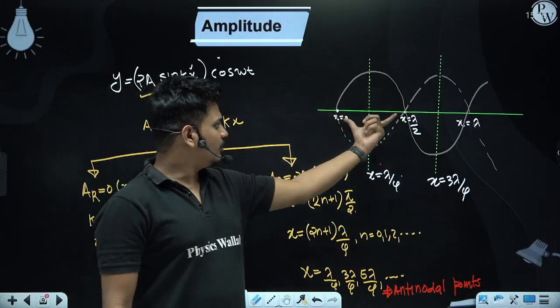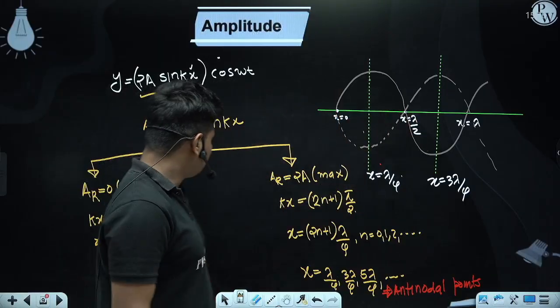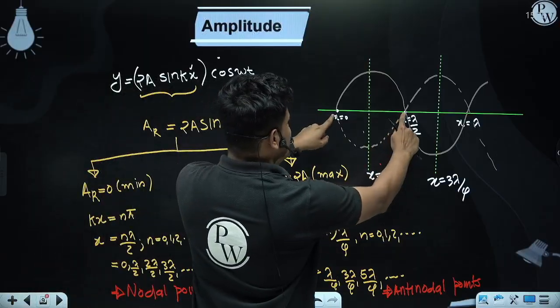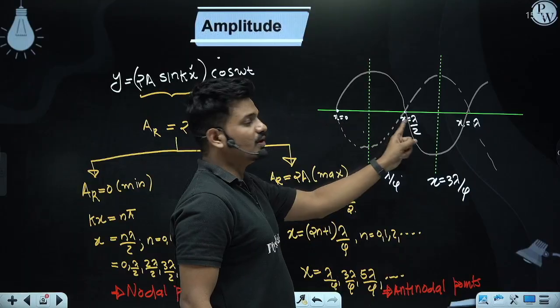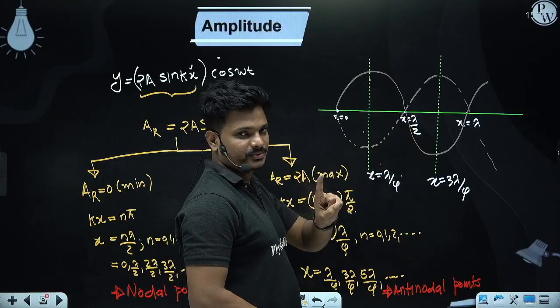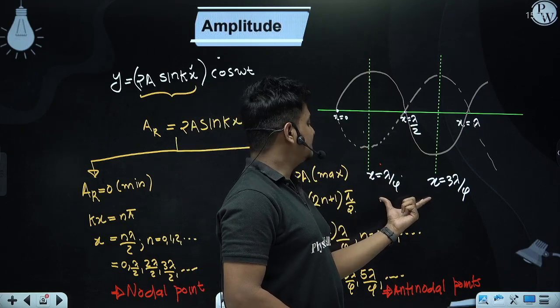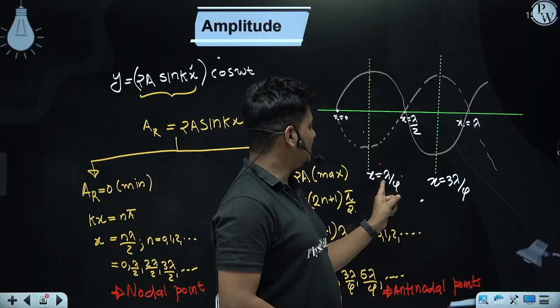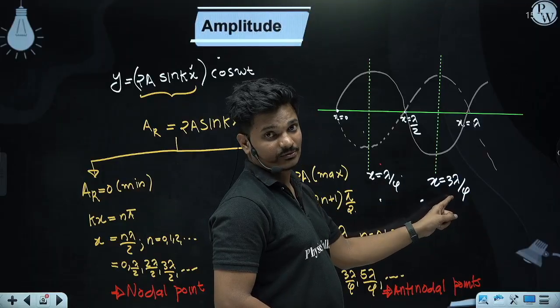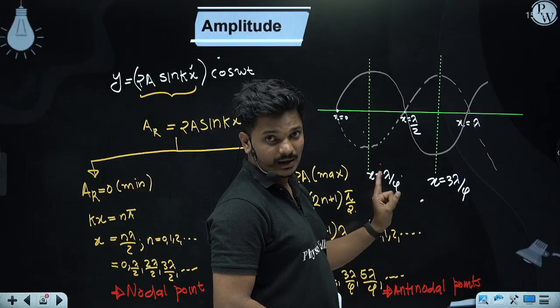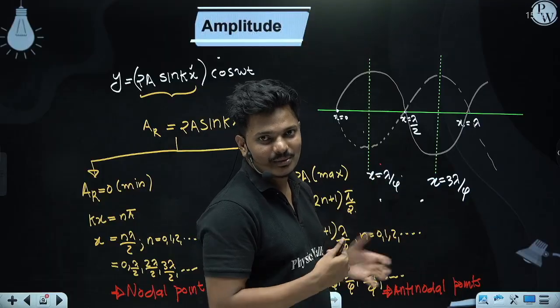So the nodal point is like this. Let's check the difference between adjacent nodal points. This is x equal to 0, x equal to lambda by 2. That means lambda by 2. Similarly, what is the distance between adjacent antinodal points? One is x equal to lambda by 4, the other x equal to 3 lambda by 4. So 3 lambda by 4 minus lambda by 4 is also lambda by 2.